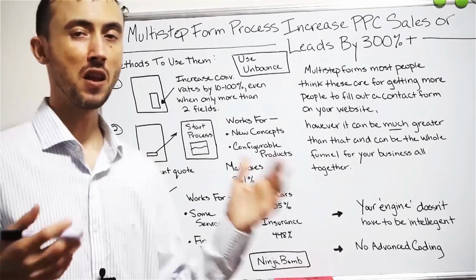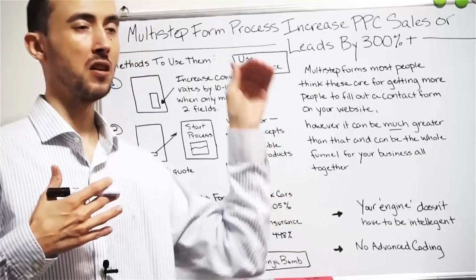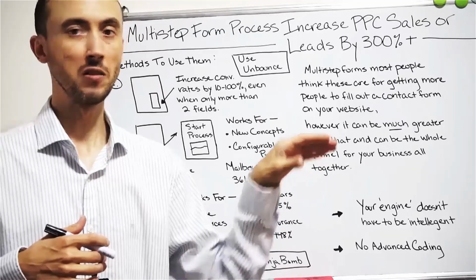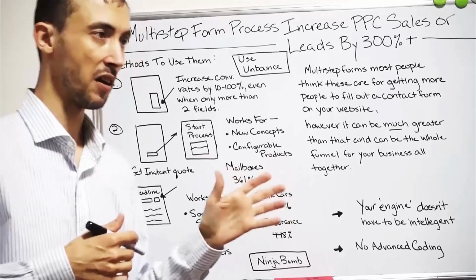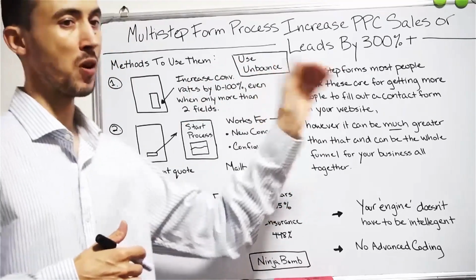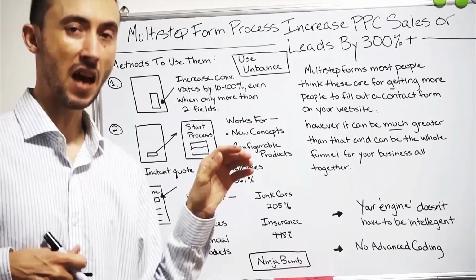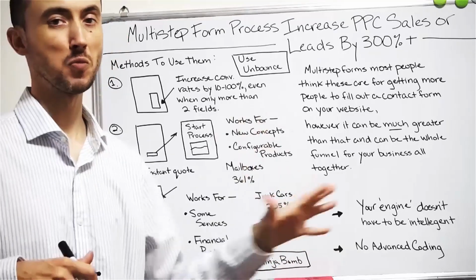In other words, your maximum conversion rate would be 2 fields only: name and email, or name and phone number if you want to put it that way. If you add name, phone number, and email, you're going to get less. If you add name, phone number, email, and address, you're going to get less in terms of the response rate.